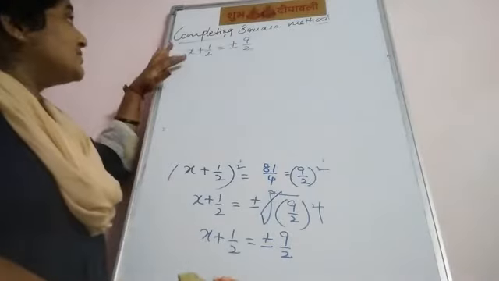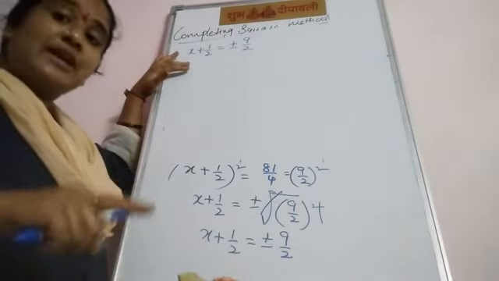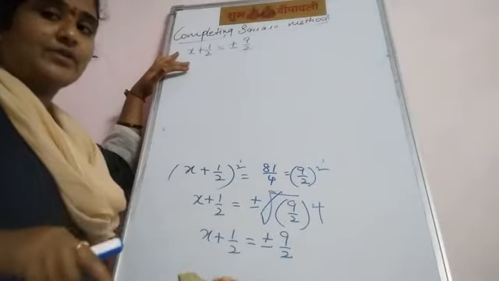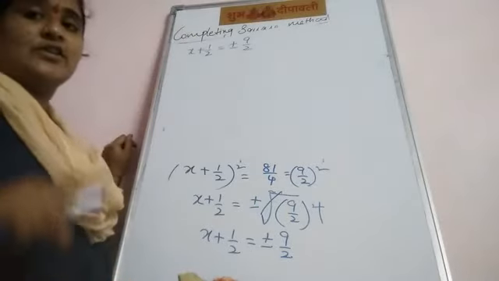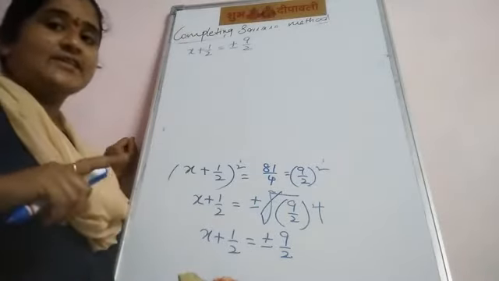Students, x plus 1 by 2 equal to plus or minus 9 by 2. Here you have two signs. The first sign is plus, the second sign is minus.